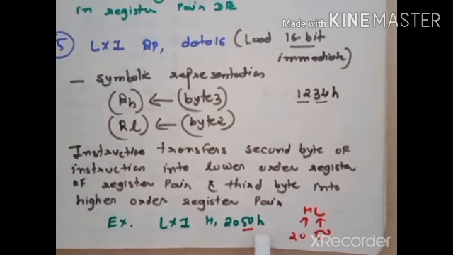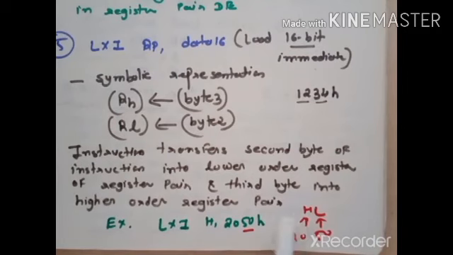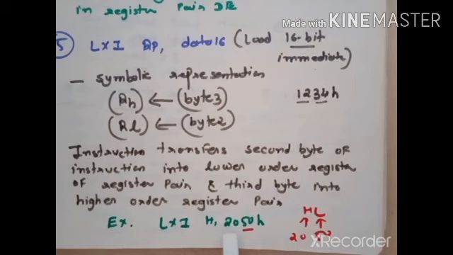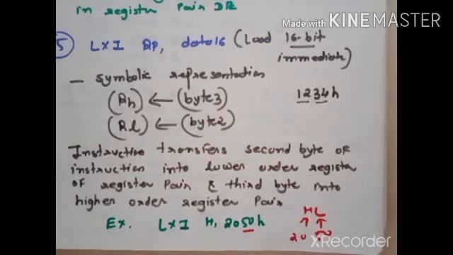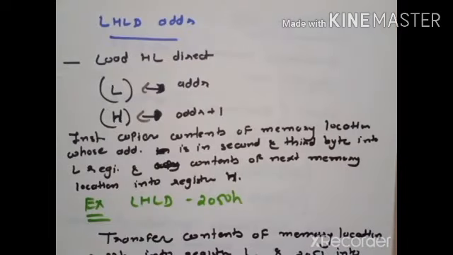So in this instruction 50 is transferred to L register, that means lower data is transferred to L register, and 20 is transferred to H register, that means higher data is transferred to H register.